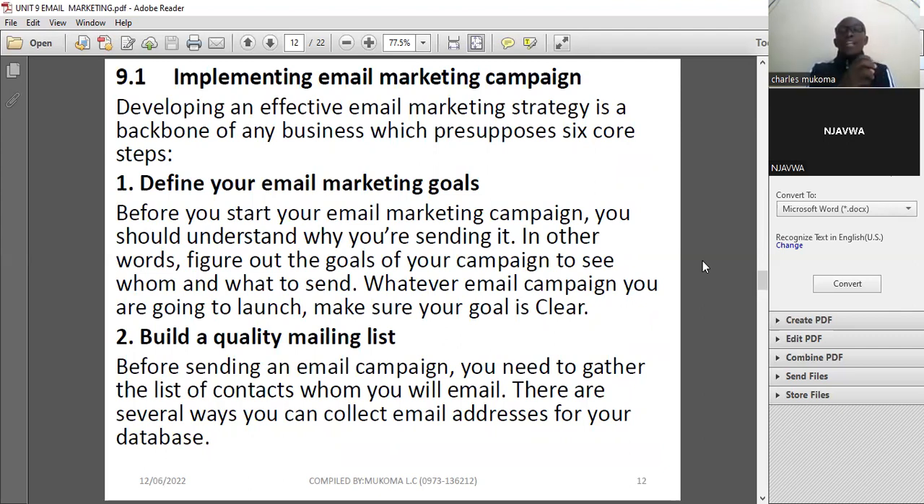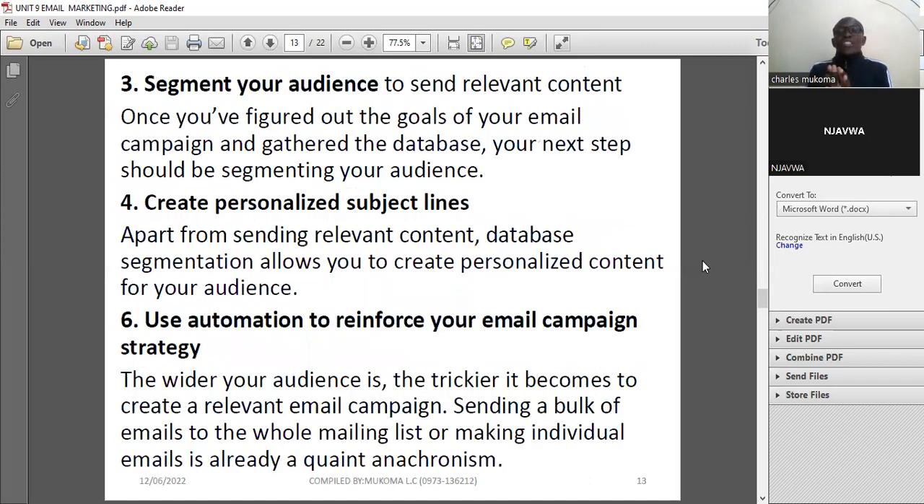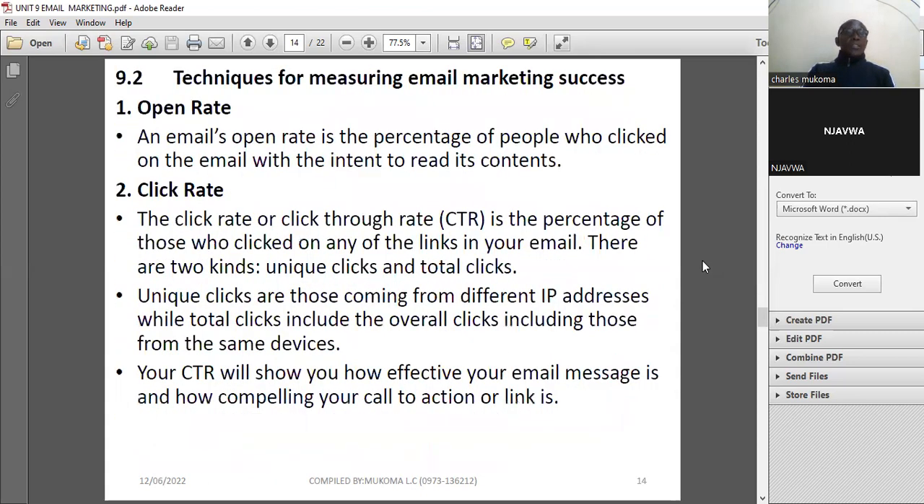So those members, those clients, those prospect customers whose email addresses you have got, create a database for them, a list of emails. Then segment your audience so that you're able to send what is relevant to them. What information would this client need? So you group them. Then you create personalized subject lines, so that for this client, the subject will be this. For this client, the subject will be this. You personalize that. Then you use automation to reinforce your email campaign strategy.